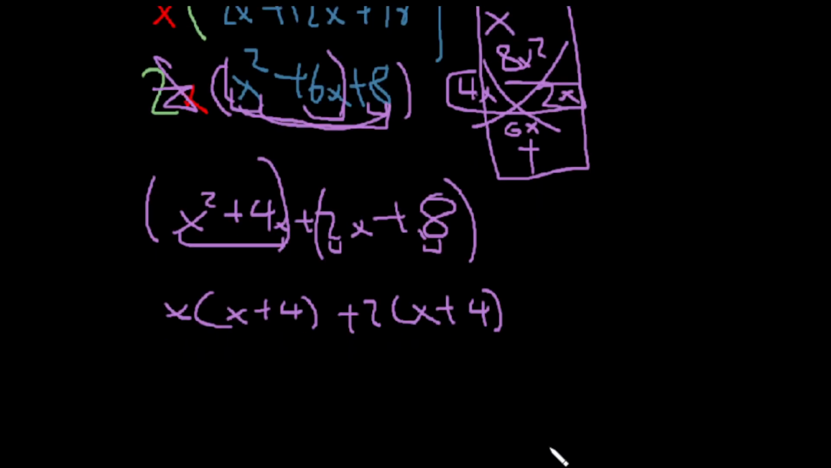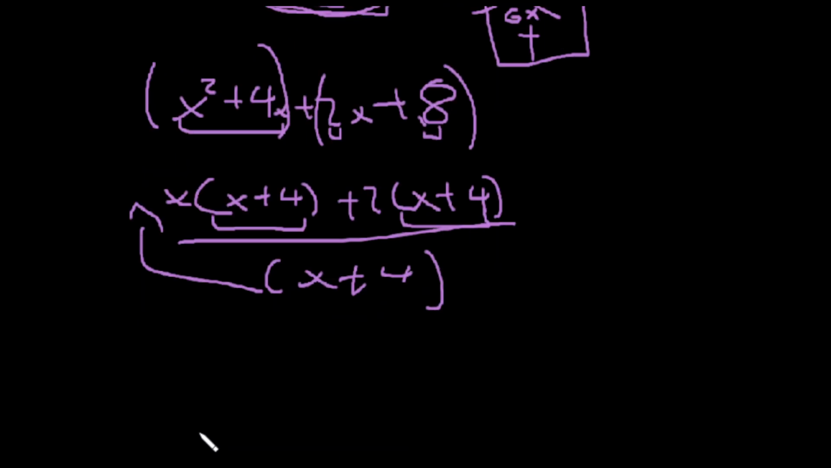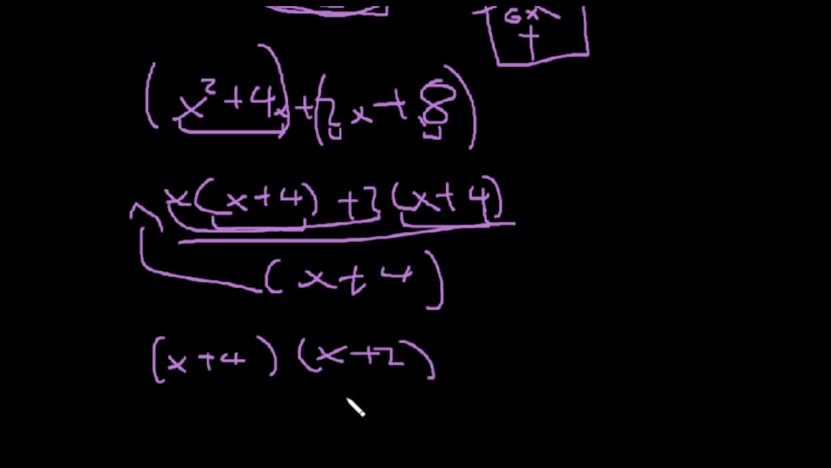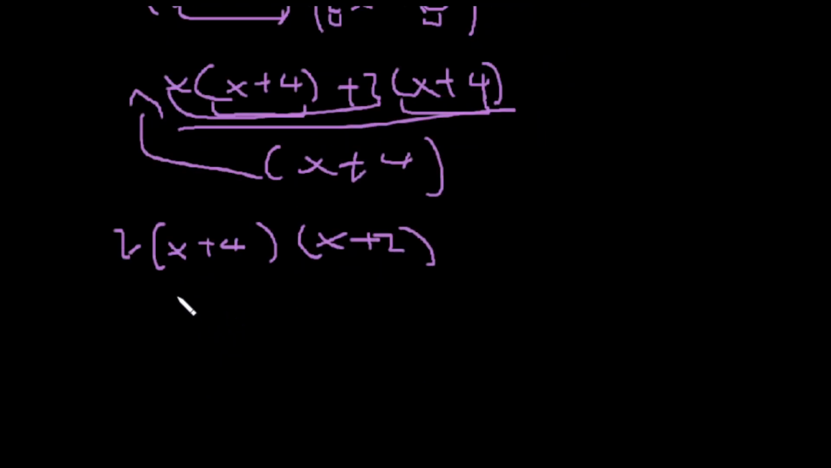Now from here, we are not done. Notice how this term and this term are the same. We can actually divide out x plus 4 and put it on the parentheses side over here. So now, that's multiplying x plus 4 with what's left. What's left is x plus 2. So multiply x plus 2. That is now factored. And remember, I put 2x here. So the answer would be 2x times x plus 4 times x plus 2.